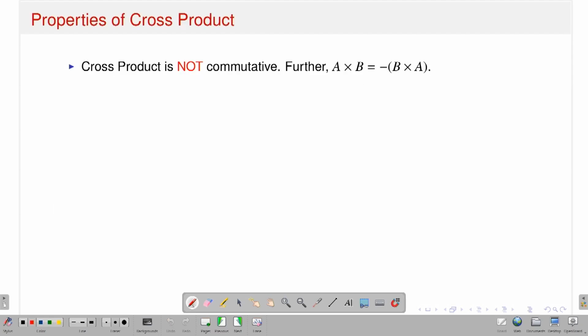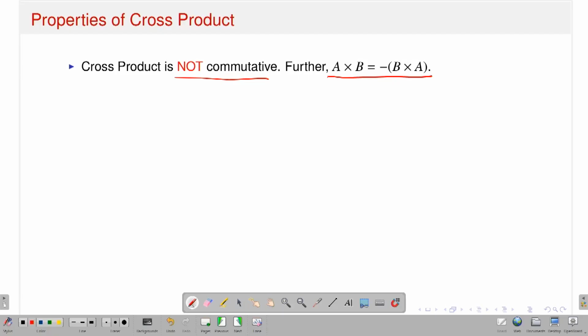Now we will see the properties of this cross product. The main important property of this cross product is that it is not commutative. That is, A cross B is not equal to B cross A. Actually, A cross B is equal to minus B cross A.